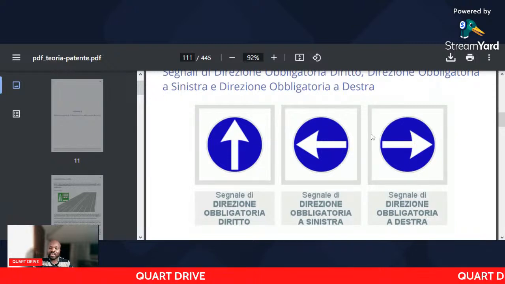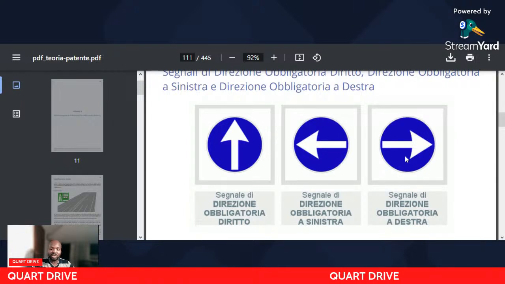And the third one talks about the segnale di direzione obbligatoria a destra. The third one is talking about a destra. So with the three signs that you are seeing here, one is talking about dritto, the second one is talking about taking your left hand, and the third one is talking about taking your right hand direction. So with these signs here, all of them are segnale di obbligatoria.